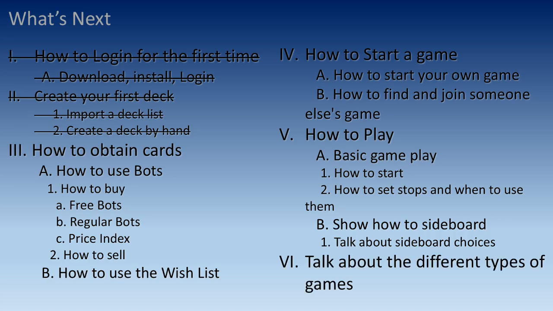And then we're going to talk about the different types of games. Remember, we've already talked about standard. We've talked about standard pauper. There's classic pauper, modern, Momir, commander. There's several different types, and we'll go into each of those and what makes them different from one another.